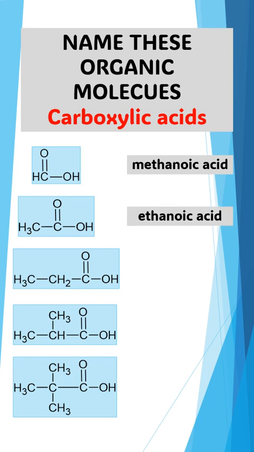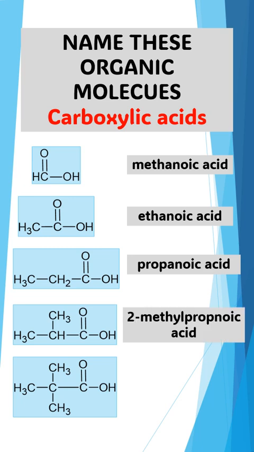The third one has 3 carbons, so it is propanoic acid. Notice we don't have to give numbers for these because the carboxylic acid group is always coming off the first carbon. It's always on the end. Now the second one has a methyl group and it's coming off the second carbon because we start counting from the carboxylic acid end. So it is 2-methylpropanoic acid.